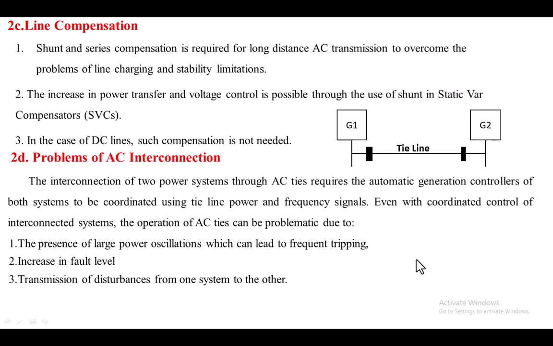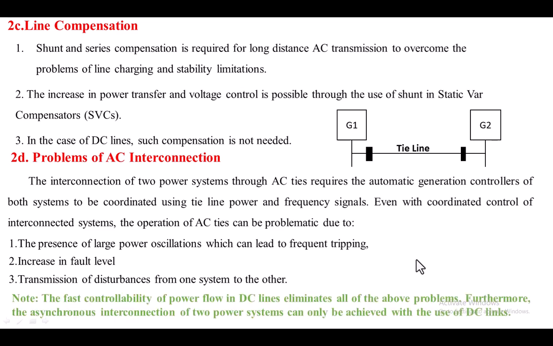Suppose we go for two AC systems which are connected by a DC link. Due to the fast controlling of the power in a DC link, we can overcome all these problems.